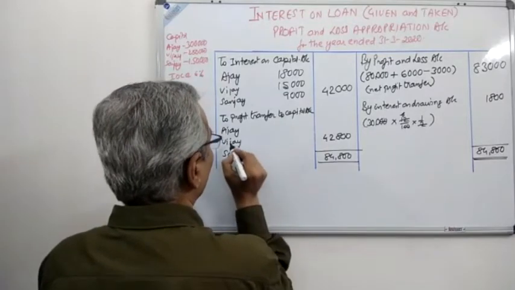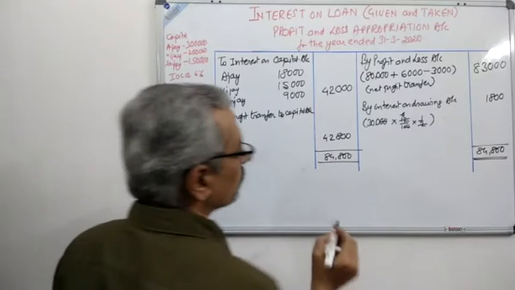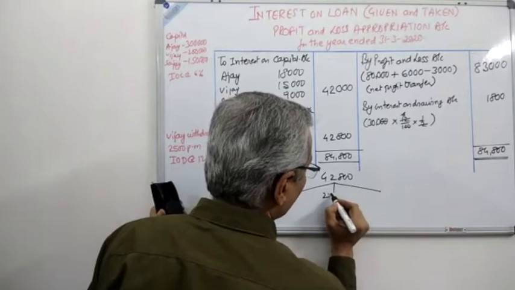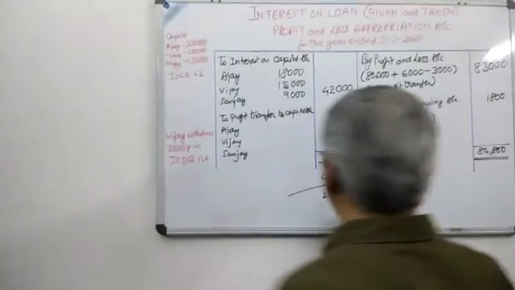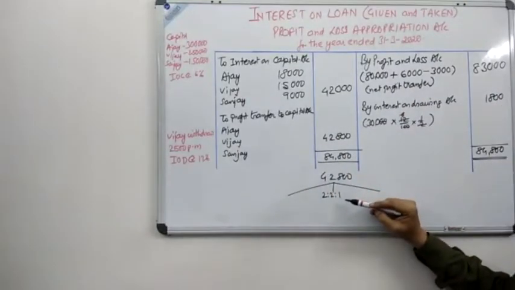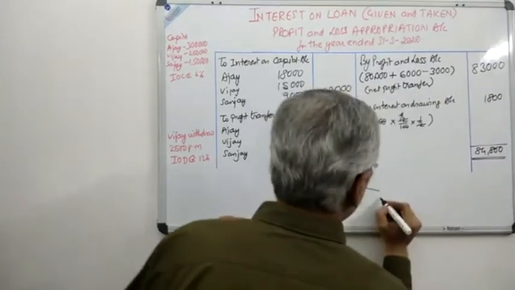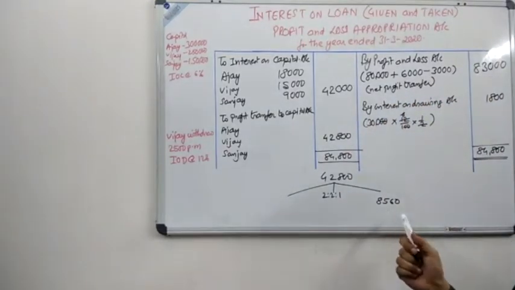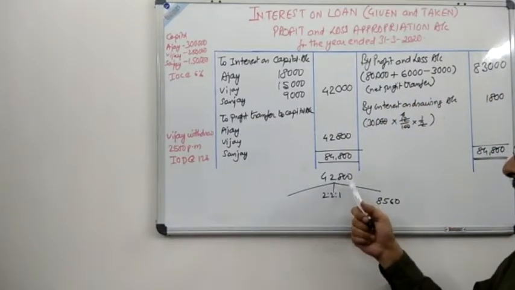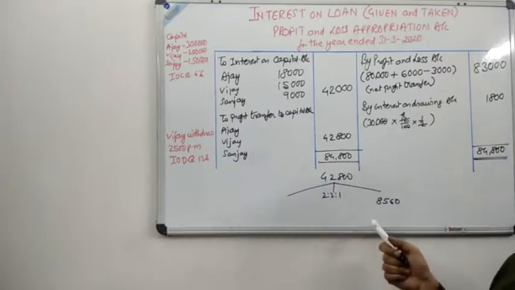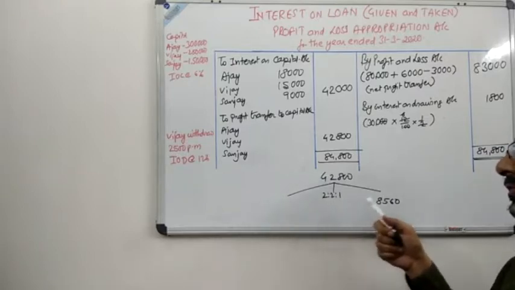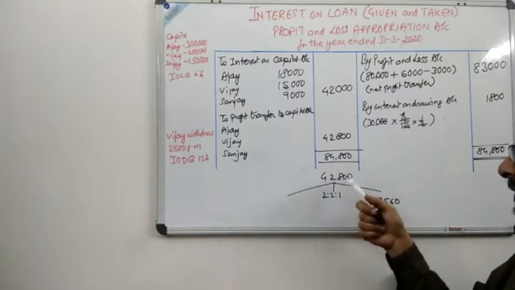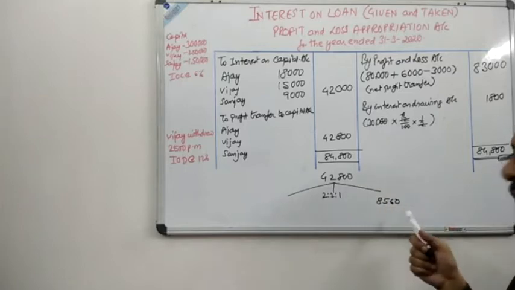Now if you remember, what was the PSR? 2:2:1. So 42,800 will be divided in the ratio of 2:2:1. So if you divide 42,800 by 5, we end up getting 8,560. How did we do that? 42,800 divided by 5. Why have we divided by 5? Because the PSR is 2:2:1. We have added it. So 2 plus 2 plus 1 is 5. So 42,800 divided by 5 gives us 8560.